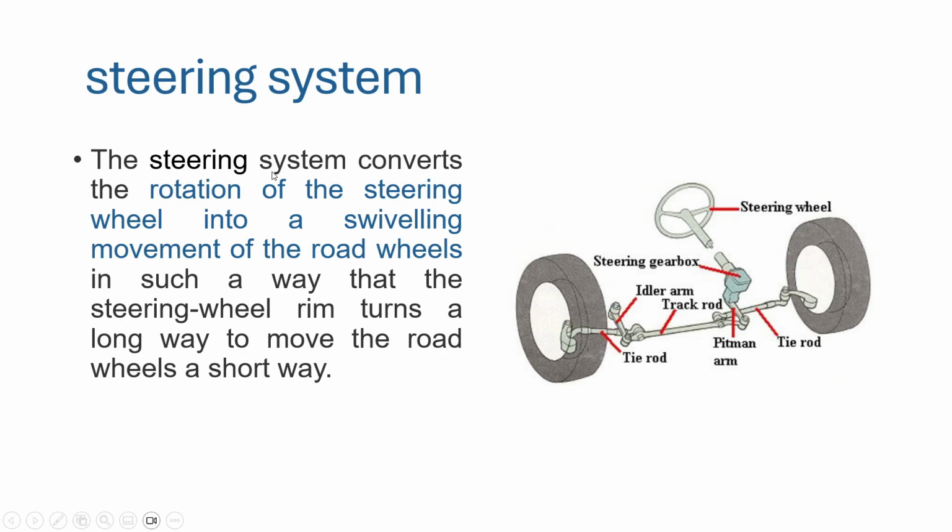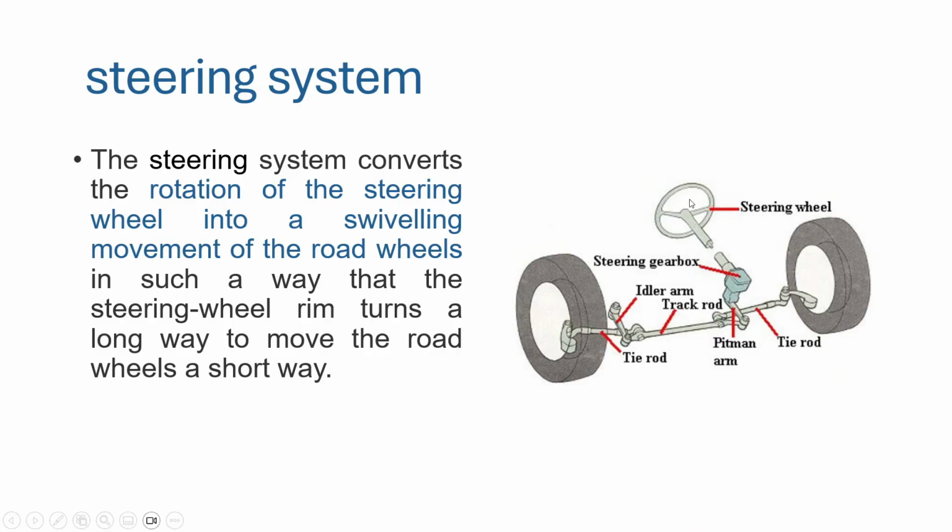The steering subsystem is designed to convert the rotational force of the steering wheel into swiveling movement of road wheels. So it is meant for conversion of rotation force of steering wheel into swiveling movement of road wheels, that is, rotational force to linear force to rotate the road wheels. This conversion is carried out in such a way that the steering wheel rim turns a long way, and that is converted into a movement of the road wheel a short way.